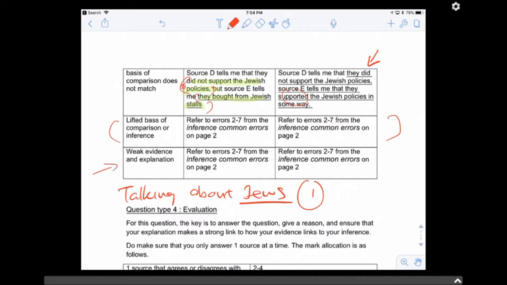So weak explanation, again, this one goes back to your inference. Make sure your evidence is clear, it links to your inference. Make sure your explanation is clear, it closes all the gaps and links back to your inference. Okay, so that is it for comparison.